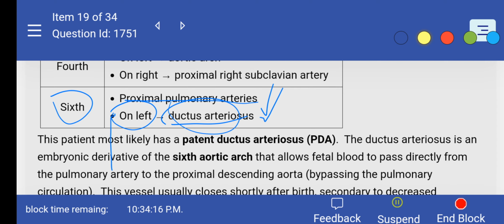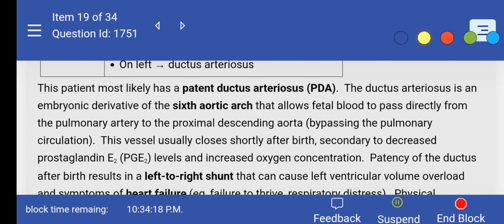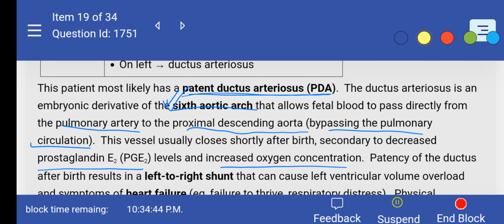Let us see the explanation. So this patient most likely has patent ductus arteriosus, that is PDA. The ductus arteriosus is an embryonic derivative of the sixth aortic arch. This is important. It allows fetal blood to pass directly from the pulmonary artery to the proximal descending aorta, bypassing the pulmonary circulation. This vessel usually closes shortly after birth, secondary to decreased prostaglandin E levels and increased oxygen concentration. Patency of the ductus arteriosus after birth results in a left to right shunt that can cause left ventricular volume overload.